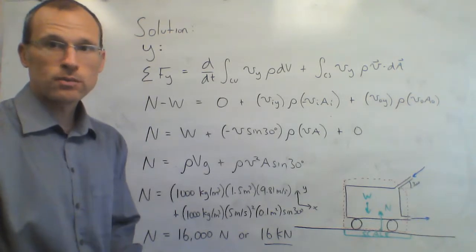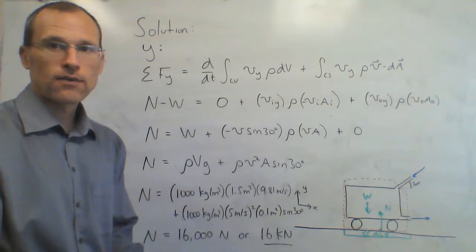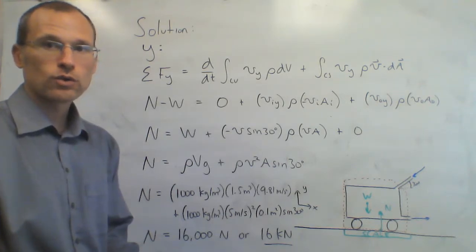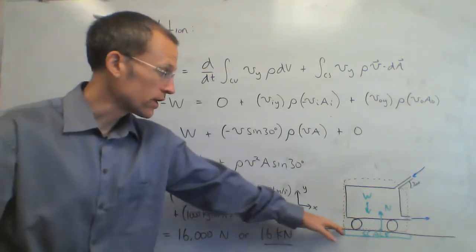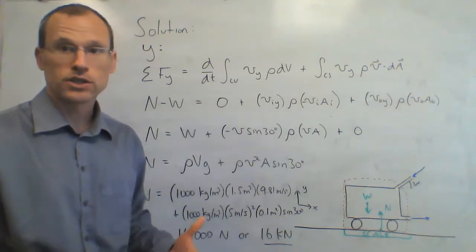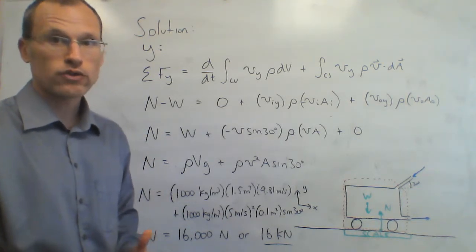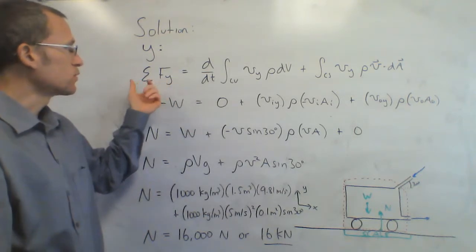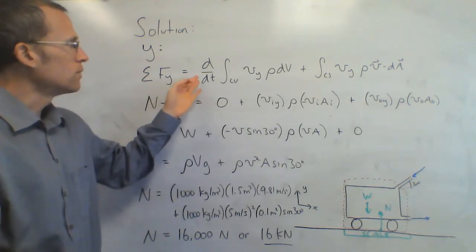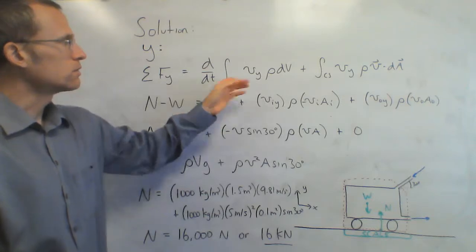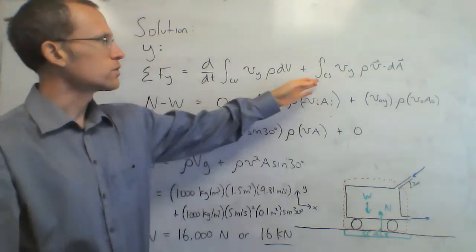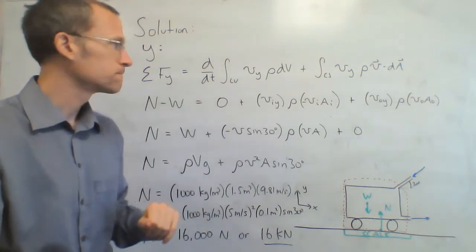So that was half the problem, finding the acceleration. The other half of the problem, we wanted to find what the normal force was, or what the scale read as this cart drove across it, which is the normal force. So for that, the conservation of momentum in the y direction. So y equation, sum of forces in the y direction, d by dt, control volume integral, y velocity, control surface integral, again with my y velocities.